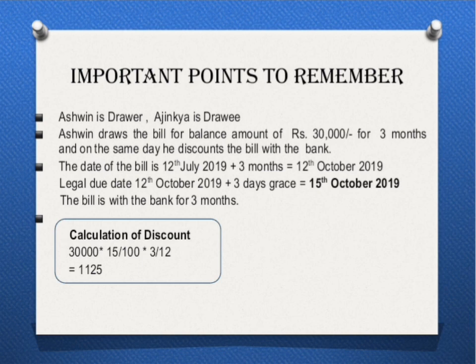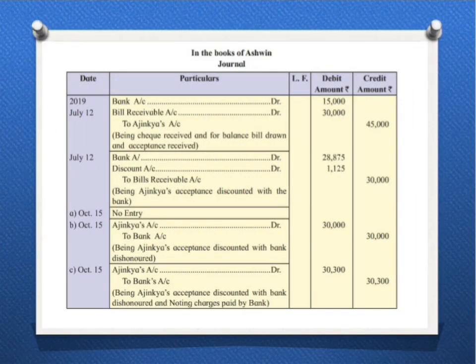But what we want is the legal due date. Then we have to add 3 days of grace period. To 12th October 2019, adding 3 days, you get 15th October 2019. Then the calculation of discount. The bill amount is 30,000, the rate of discount is 15%, and the period is 3 months. So we get the amount of discount as 1,125.